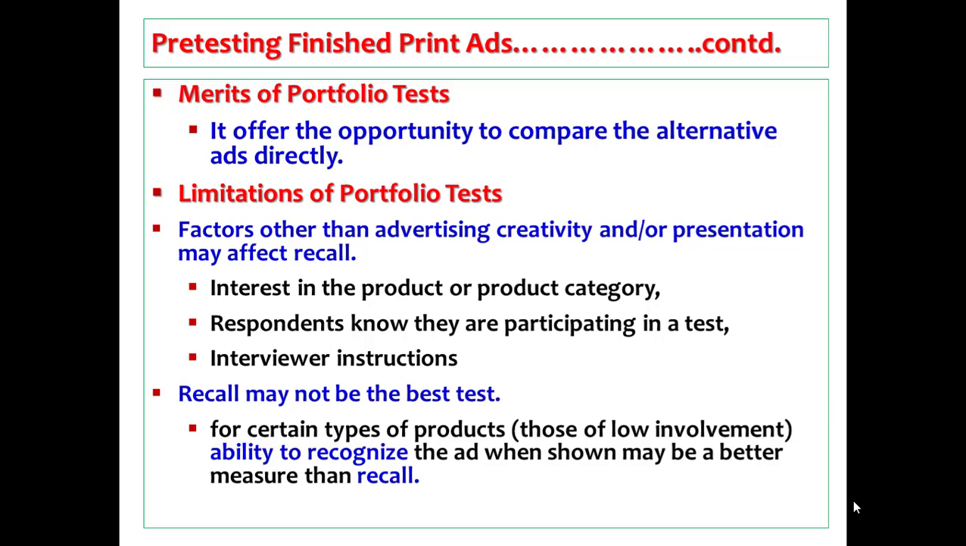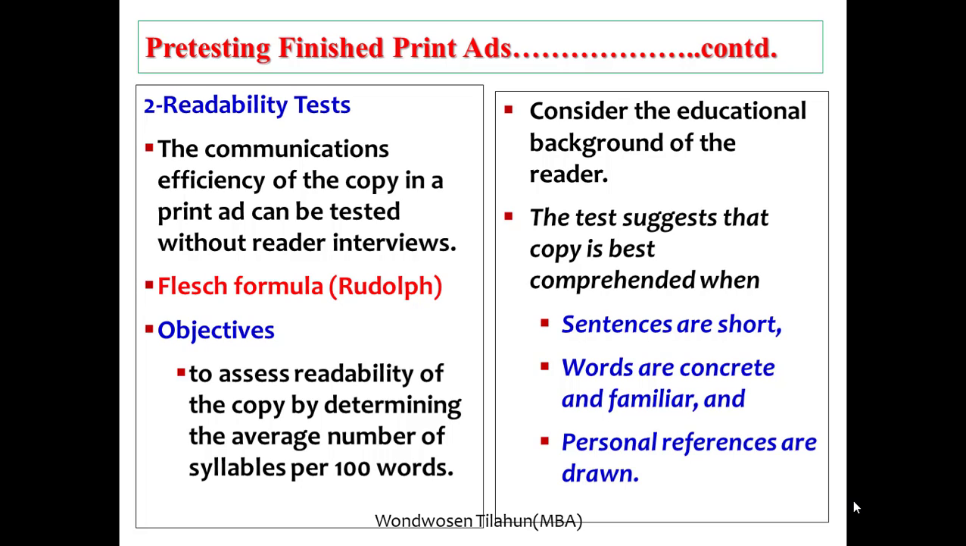So it becomes another limitation. The second method of pre-testing finished print advertisement messages is the readability test. In this case, we are going to employ the method of Flesch Rudolph. The method is called the Flesch formula. The method is designed to measure the communication efficiency of the copy in the print advertisement, just measuring the readability of the message that we disseminated or that we attached in the newspaper.